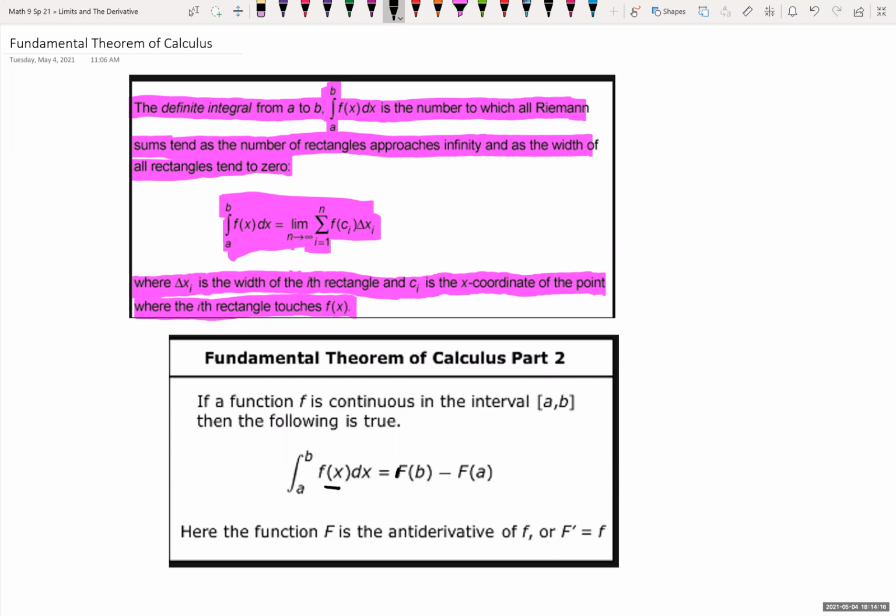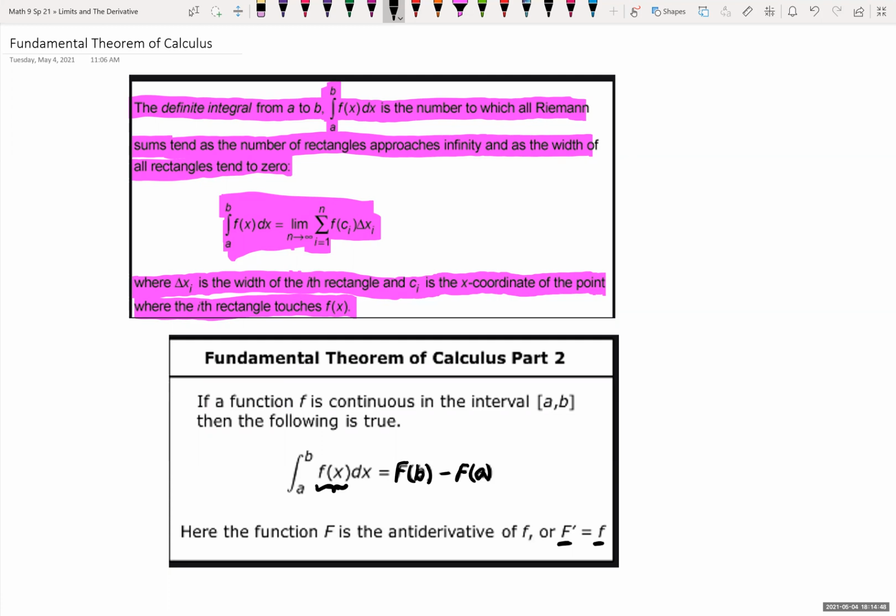And once we find that antiderivative, we can plug in our upper bound, minus, and then plug in our lower bound into that antiderivative. Here, the capital F is the antiderivative of little f. And remember, if we took the derivative of our antiderivative, we got back our original function, little f, which was our integrand.